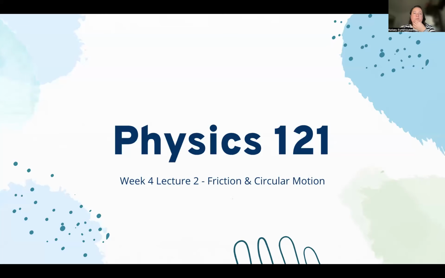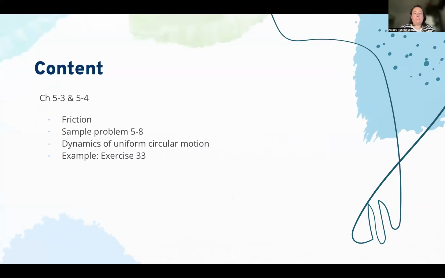Hello and welcome to week 4, lecture 2. We're going to be talking about friction in circular motion. This comes from chapters 5-3 and 5-4. It's going to go friction, an example of friction, and then dynamics of uniform circular motion and an example.